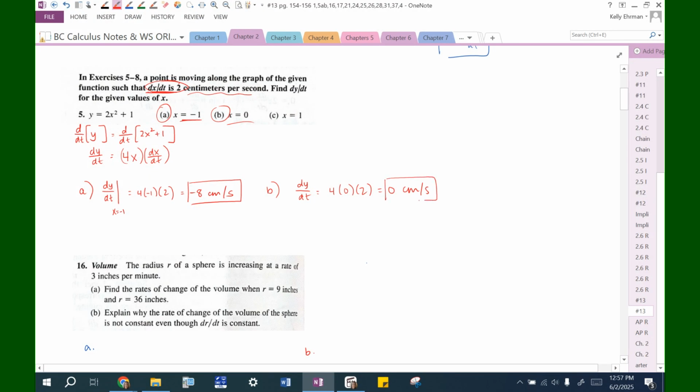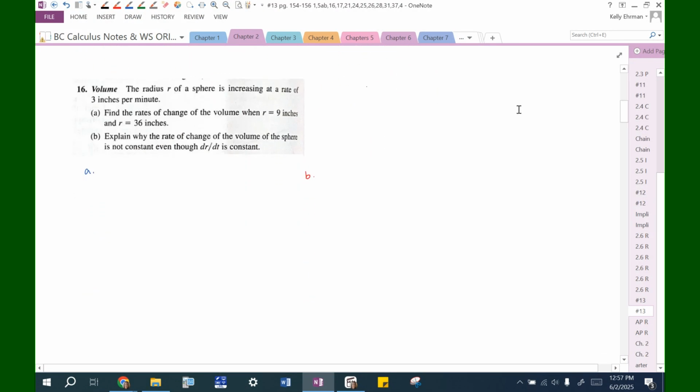All right, for number 16, the radius of a sphere is increasing at a rate of 3 inches per minute. Part A says find the rates of change of the volume when r equals 9 and r equals 36. So what do we know? They gave me the rates of a radius. So dr/dt is equal to 3, and it's increasing, so positive, 3 inches per minute.